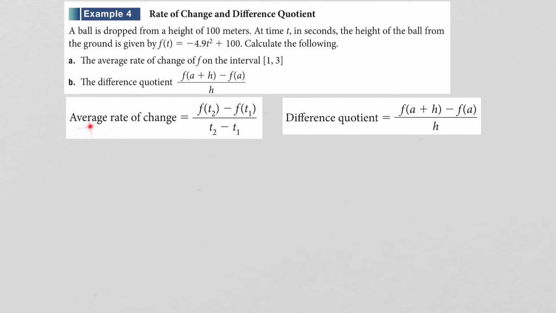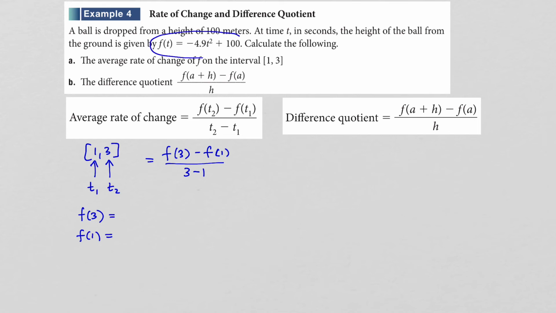Now, just to remind you, the average rate of change is basically this formula right here. We are doing this on the interval from 1 to 3. So 1 is going to be our first time, we'll call that t1, and 3 will be our second time, we'll call that t2. So our average rate of change here is going to be f of t2, which is f of 3, minus f of t1, which is f of 1, divided by 3 minus 1. Now we need to figure out what is f of 3 and what is f of 1. We do this by plugging it into the function.